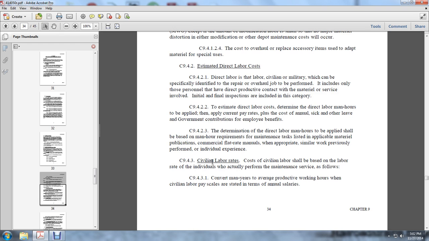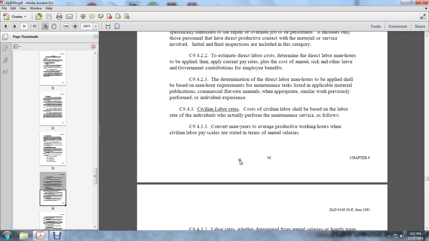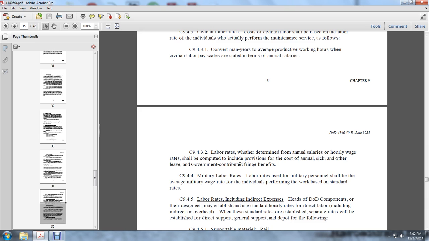Civilian labor rates. The cost of civilian labor shall be based on the labor rate of the individual who actually performs the maintenance services, as follows: converting man-years to average productive working hours when civilian labor scales are stated in terms of annual salaries. Labor rates, whether determined from annual salaries or hourly wage rates, shall be computed to include provisions and costs of annual sick or other leave and government-contributed fringe benefits.